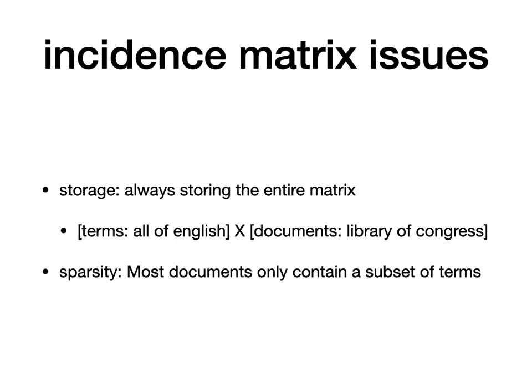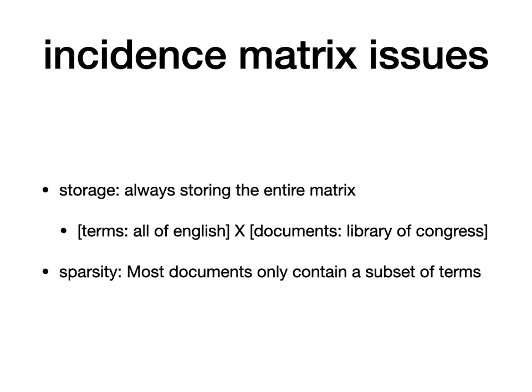You have to store the entire matrix. It's almost all of English times the number of documents in the Library of Congress. That's big. That's a lot of entries. Hundreds of thousands by hundreds of millions, right? And if you notice too, most documents don't contain the entire list of the English language. They contain a very small subset. So it's not very sparse. It's full of zeros. It's padded out with zeros.